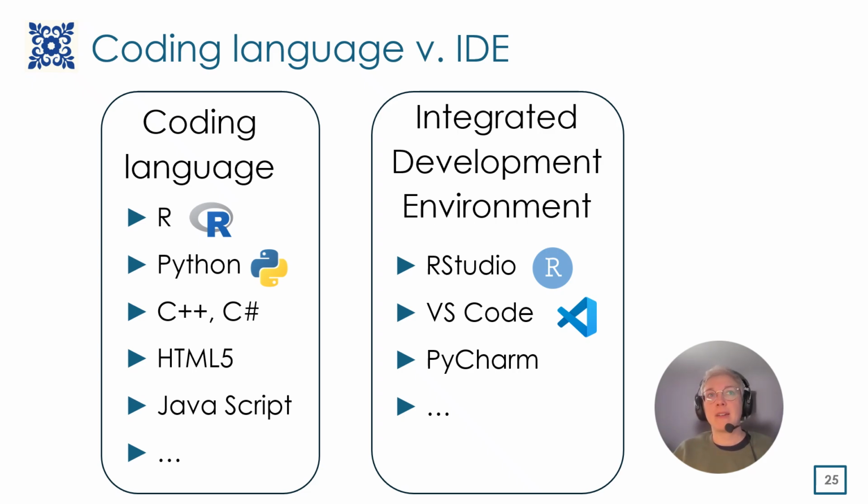And just to be clear, usually one IDE is going to be able to do several coding languages. For example, in RStudio, you can do Python as well. You can do C Sharp. You can do plenty of things. VS Code is also a very generic IDE in which you can code pretty much anything. So generally the IDEs can do several coding languages. But you need to have both to be able to do coding.